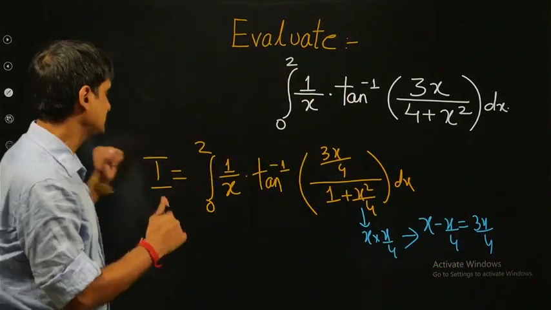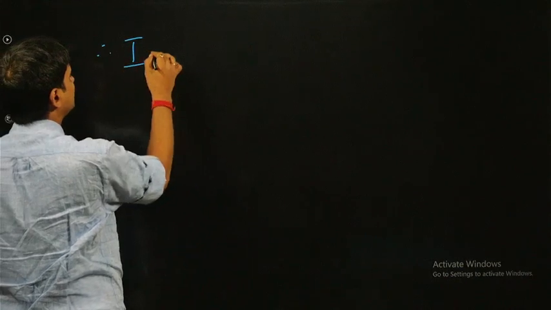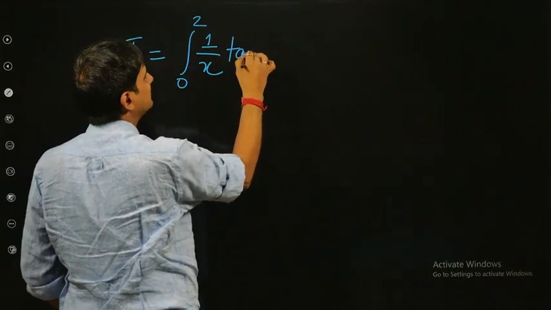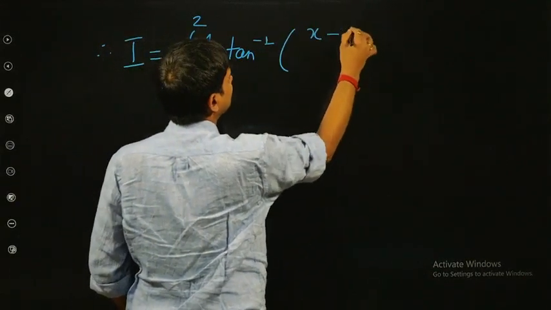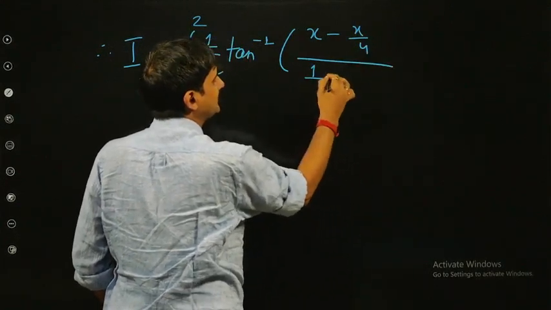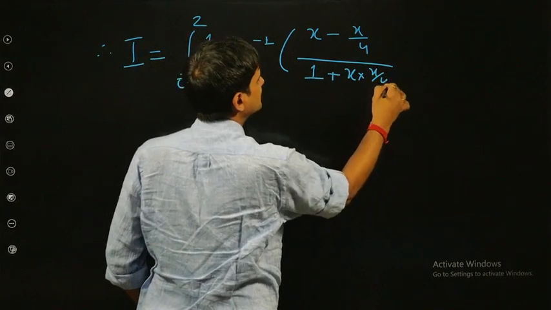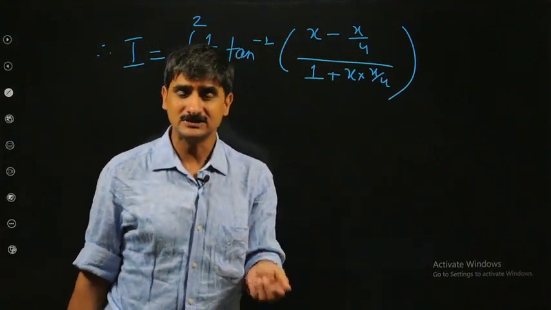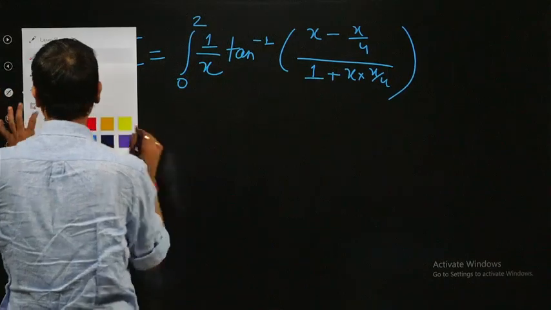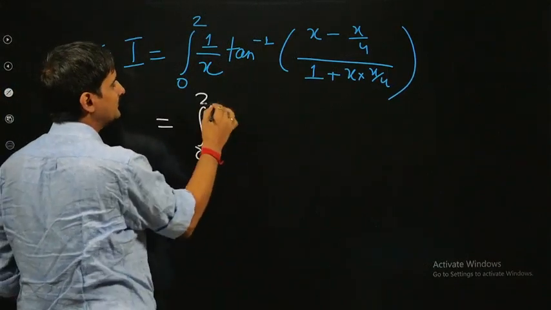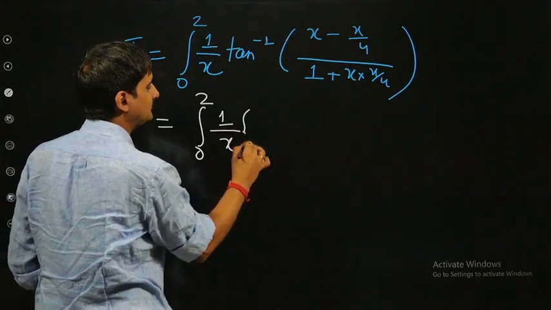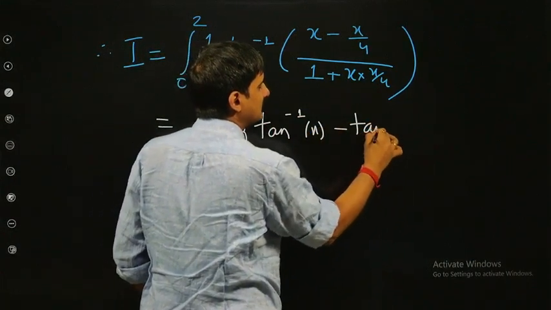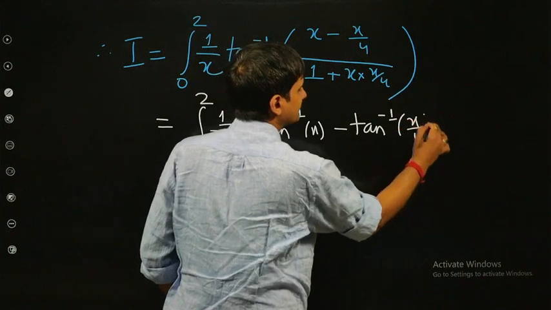So that's it. So what does that mean? Therefore I will be writing my integral as integration from 0 to 2, 1 by x, tan inverse of, so in the numerator it is x minus x by 4, in the denominator it is x into x by 4. So which identity is it? tan inverse of (a minus b) upon (1 plus ab) is tan inverse a minus tan inverse b. So we can write it here as integral 0 to 2, 1 by x into (tan inverse of a minus tan inverse of b). So that's the first step.